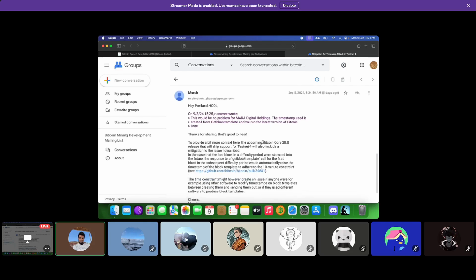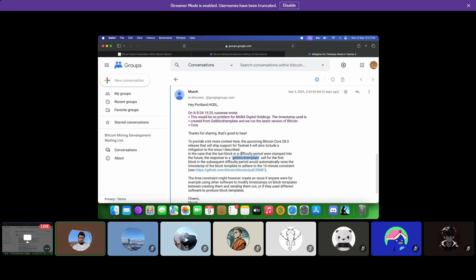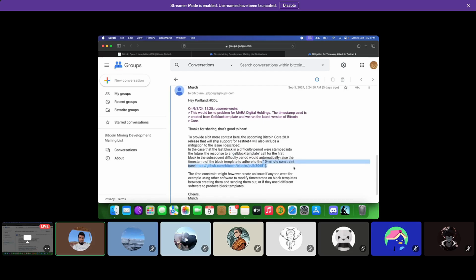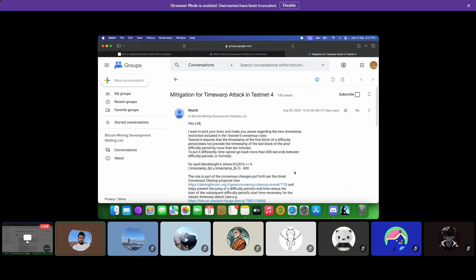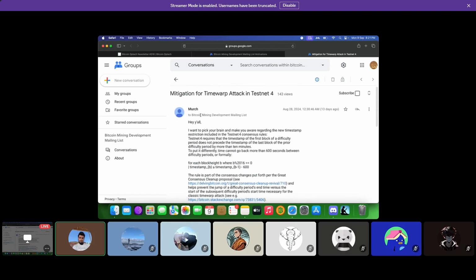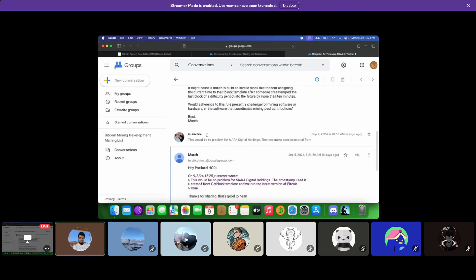So to counter that, changes have been made in Bitcoin Core 28.0 such that when a miner mines the final block in a difficulty adjustment period and puts a timestamp 2 hours in the future, then when the next miner triggers the RPC get block template for the next block, the timestamp will automatically be adjusted so that it adheres to the 10-minute constraint. The timestamp will not be in the past by more than 600 seconds, so the miner's work is not rendered null and void and a valid block is not invalidated. That is the problem, and that is the solution. That is the first mail in the Bitcoin Dev mining mailing list. Any questions pertaining to this?